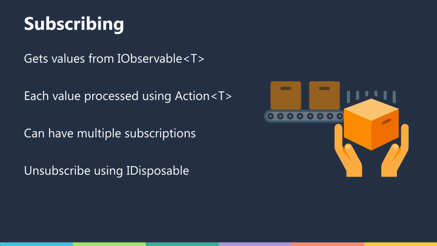Subscribing is the act of actually receiving those packages, saying, hey, I'm interested in receiving that package and maybe processing it further. Each one of those values that comes into it, or each notification that comes in, can be processed using an Action of T. At the end of there, with that observable, we could have multiple subscriptions. So multiple different subscribers can receive that package and process the data uniquely. And then when we're all done with it, we kill that subscription by calling Dispose, using IDisposable.